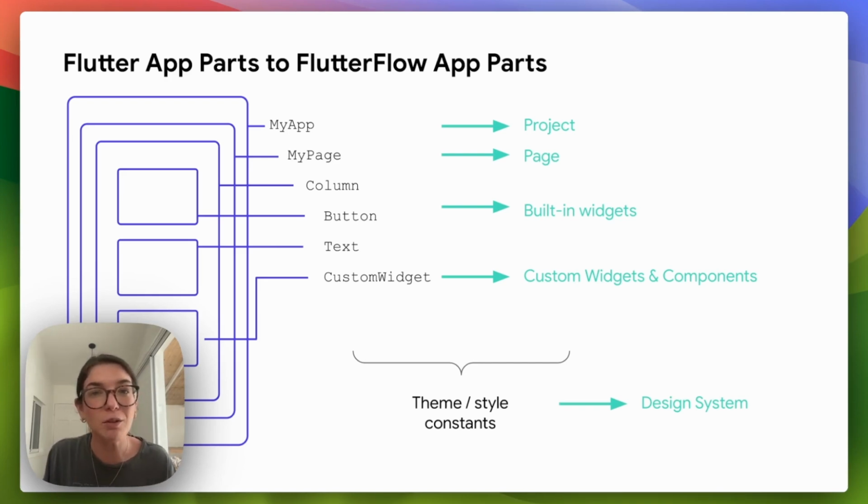And just like if you are writing this app by hand, you can create custom widgets. In FlutterFlow, there are two main types of custom widgets. Components, which are widgets that you compose from those built-in widgets that we have available, or totally custom widgets that you write using Dart code. So if something isn't available in the FlutterFlow platform, you can always drop down to code and create that custom widget by hand.